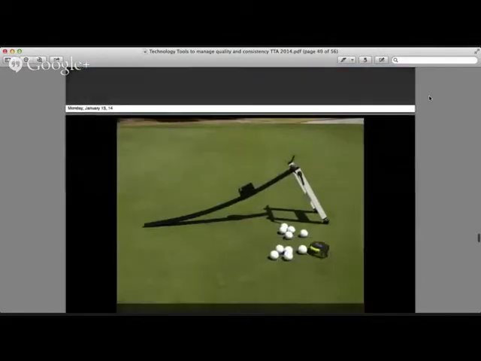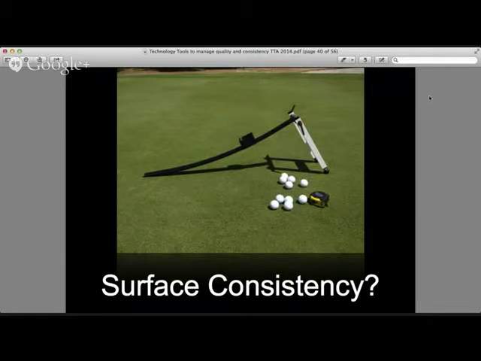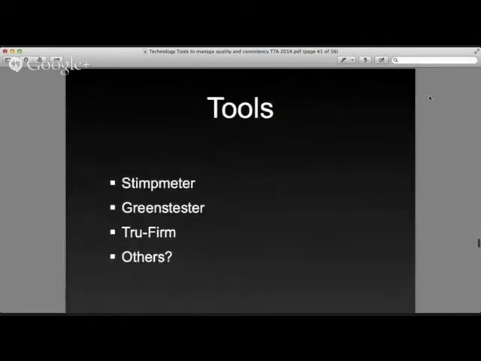So finally, I'm just going to wrap up with a quick discussion of this tool called the Greens Tester, which is an instrument that was developed by a superintendent in Ireland. It's been adopted by the RNA as a measure of surface consistency using a test called the holing out test. Next slide. There's a number of different tools, the stimp meter, the True Firm, others that we can use to measure surface consistency and performance.